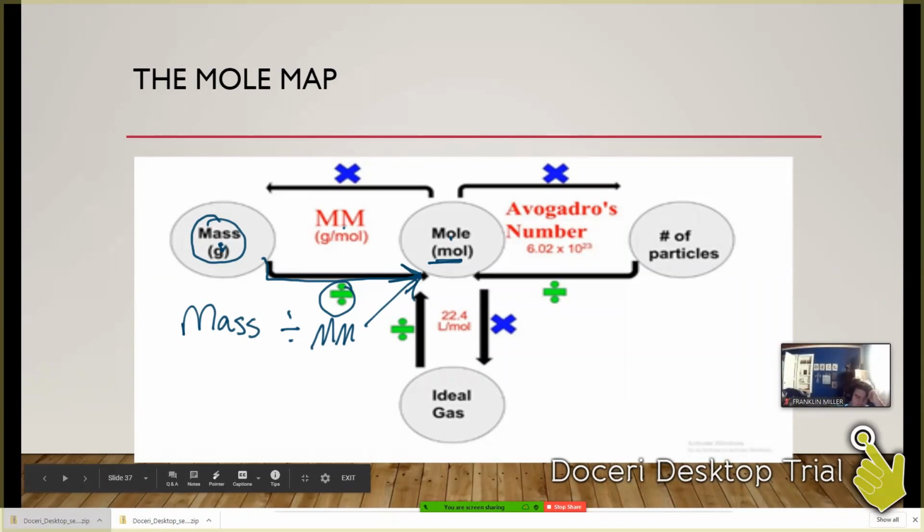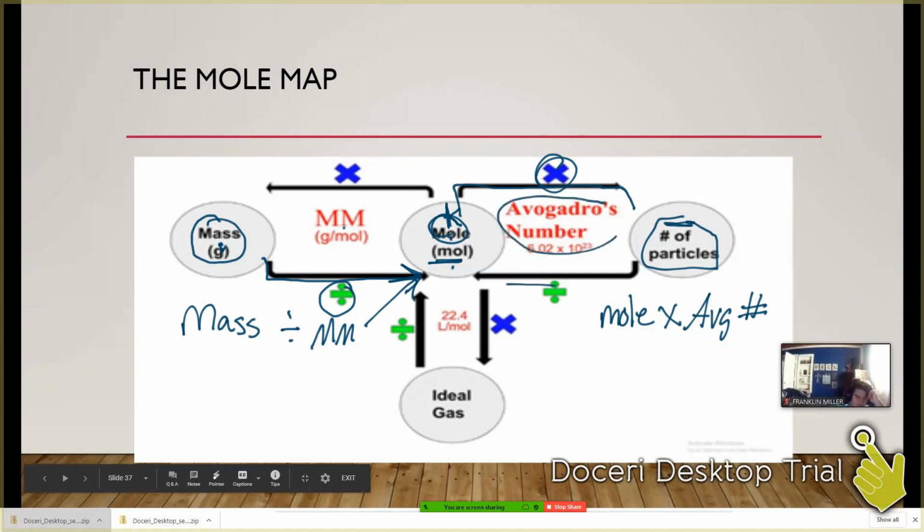Or let's say that I knew how many moles I had of something. This was my known, and I wanted to figure out how many particles were in that many moles. Then I would follow this arrow, and I would take my moles and multiply it by Avogadro's number. So that's how the mole map works. One way you're going to be multiplying, the other way you're going to be dividing, and this tells you what you are multiplying or dividing by.